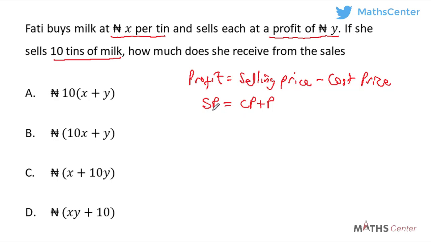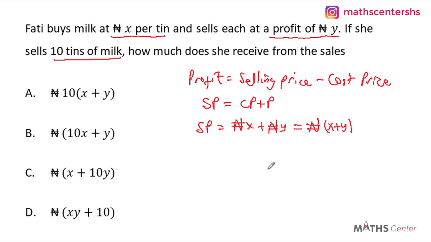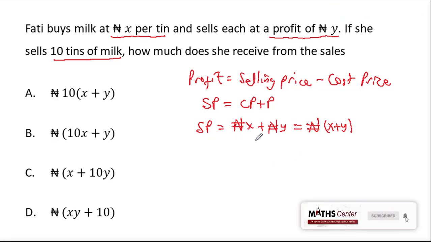From our formula here, to get the selling price for 1 tin of milk, we will need the cost price for 1 tin of milk and then the profit for 1 tin of milk. That has been given to us. We are told from the question that the cost price for 1 tin of milk is X naira. So our selling price will be equal to the cost price, which is X naira, plus the profit for 1 tin of milk, which is Y naira. When we simplify this, we can write it as X plus Y naira. So this is the selling price for 1 tin of milk.